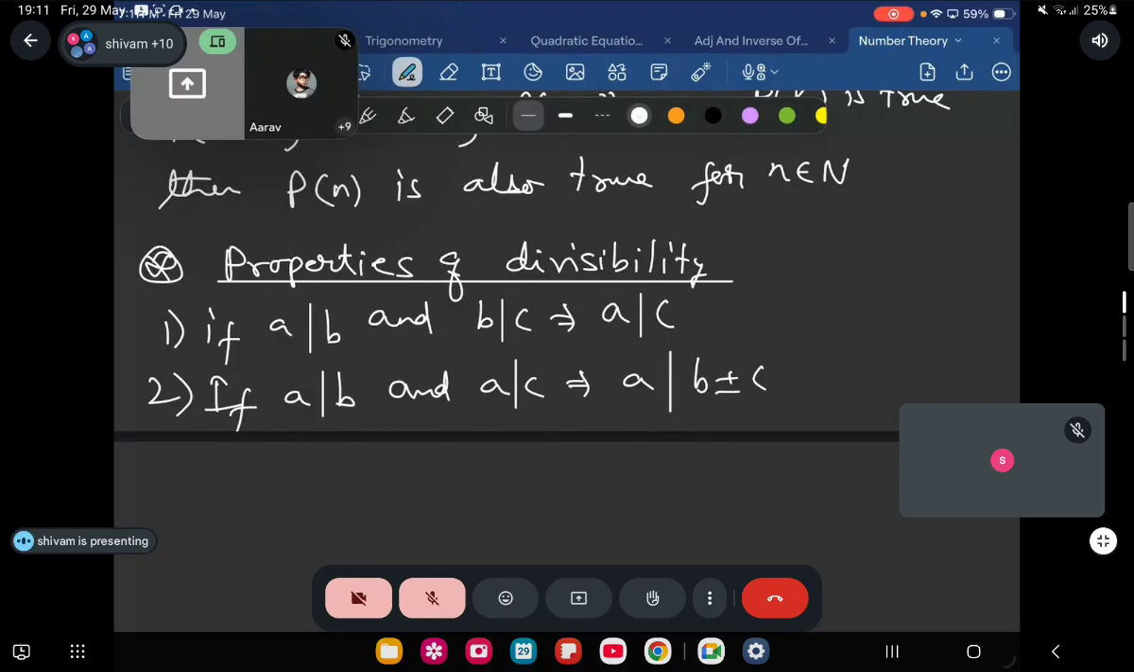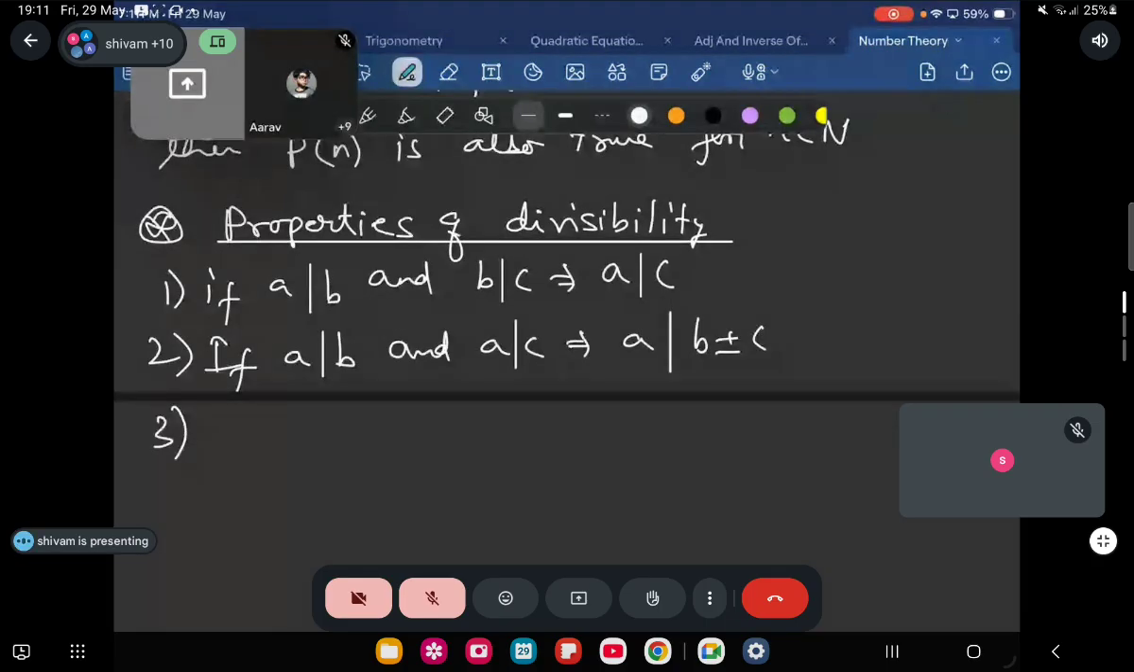Number 3. B can also be divided, so minus also, plus also. I have written B plus C also, B minus C as well. Both are the same. It will divide B plus C, it will divide B minus C. I have written it in the same statement.